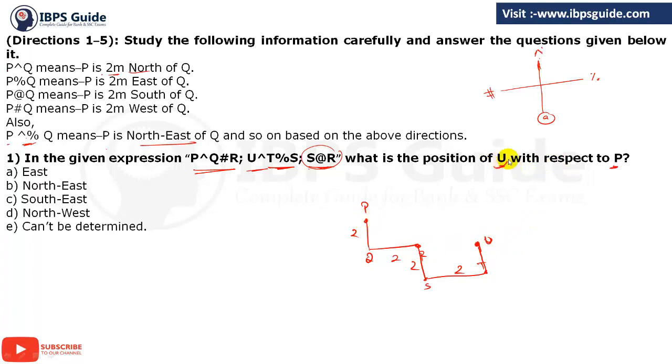So what do I have to find? The position of U with respect to P. So U will be in this direction with respect to P, and this direction is the southeast direction. It will be southeast. So our answer will be option number C. Clear? So this was the first question.